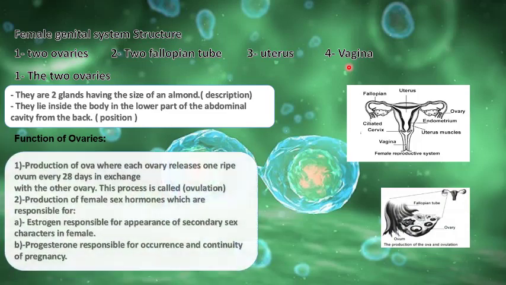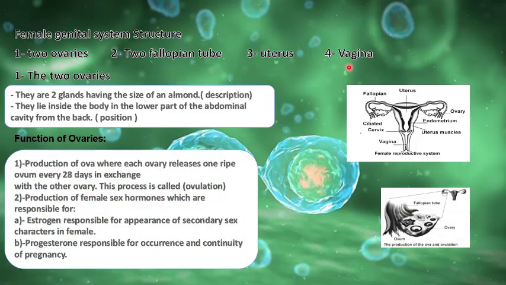The function of ovaries. Number 1, production of ova, where each ovary releases 1 ripe ovum every 28 days in exchange with the other ovary. This process is called ovulation. Number 2, production of female sex hormones, which are: A. Estrogen, responsible for appearance of secondary sex characteristics in female. B. Progesterone, responsible for occurrence and continuity of pregnancy.